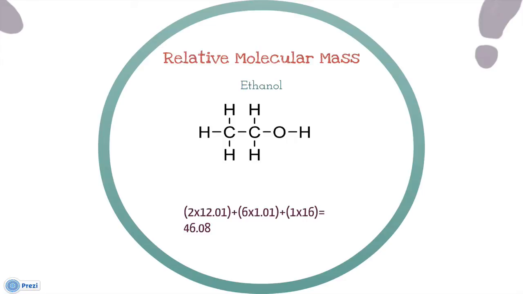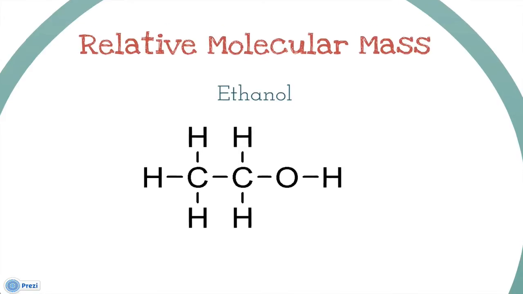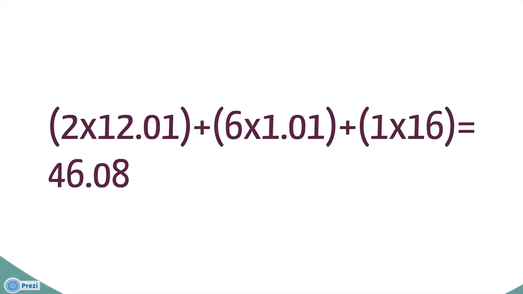elements together. For example, in ethanol, there are 2 carbons and a total of 6 hydrogens and 1 oxygen. When you add each of their masses together, you get 46.08, and that's the relative molecular mass of ethanol.